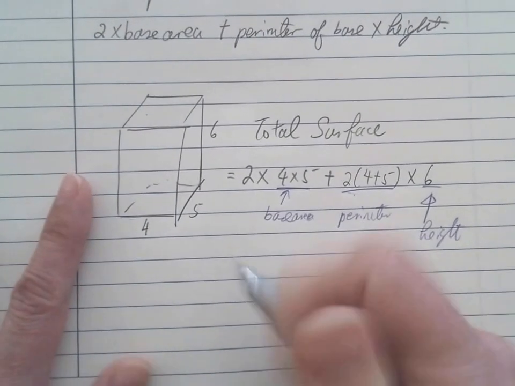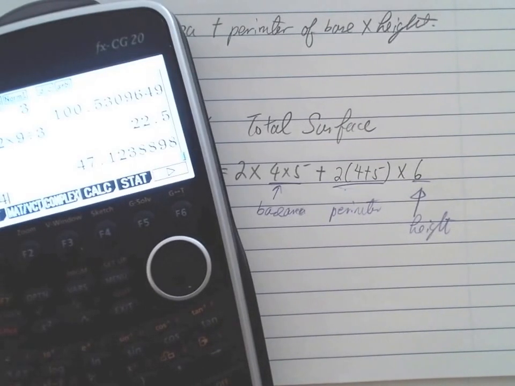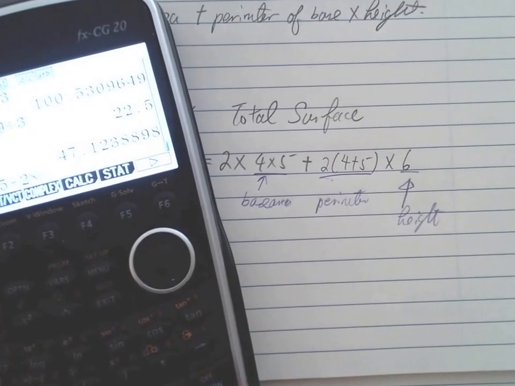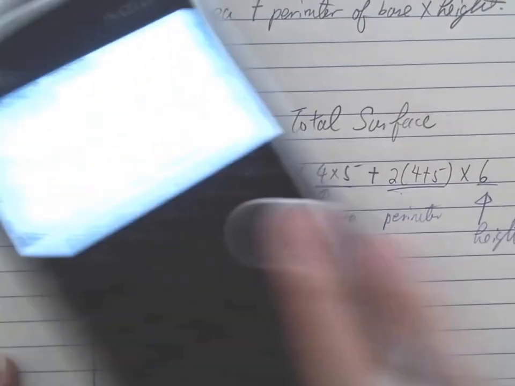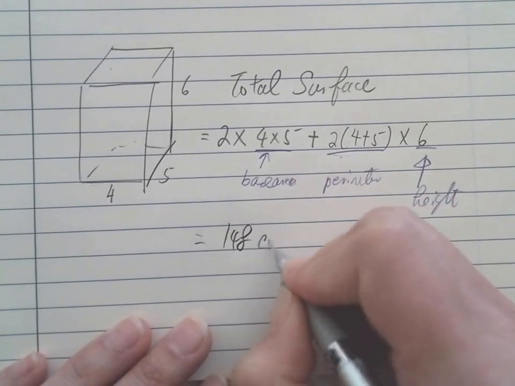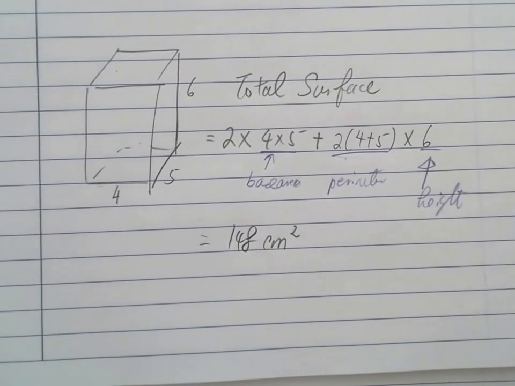So we do a bit of calculation with our calculator again. 2 times 4 times 5 plus 2 times 9 times 6. And then we get 148 cm square. And that's how we get the total surface area.